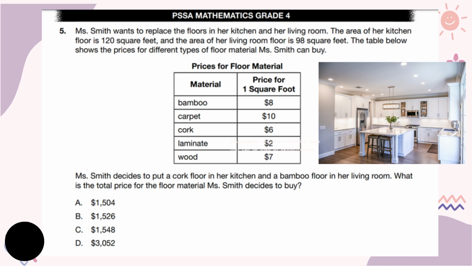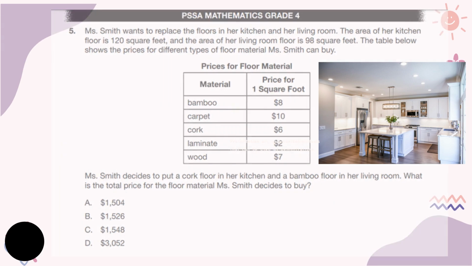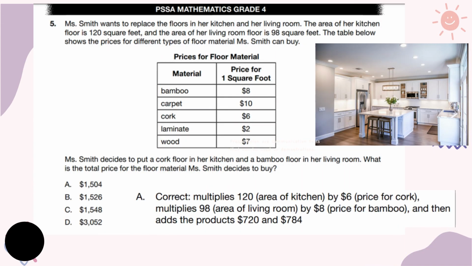This is a very large question, but guys, it's very easy. First, you need to identify what you need to figure out: what is the total price for the floor materials Miss Smith decides to buy? She decided to buy a cork floor in her kitchen and a bamboo floor in her living room. So you know the price of bamboo is $8 and cork is $6.